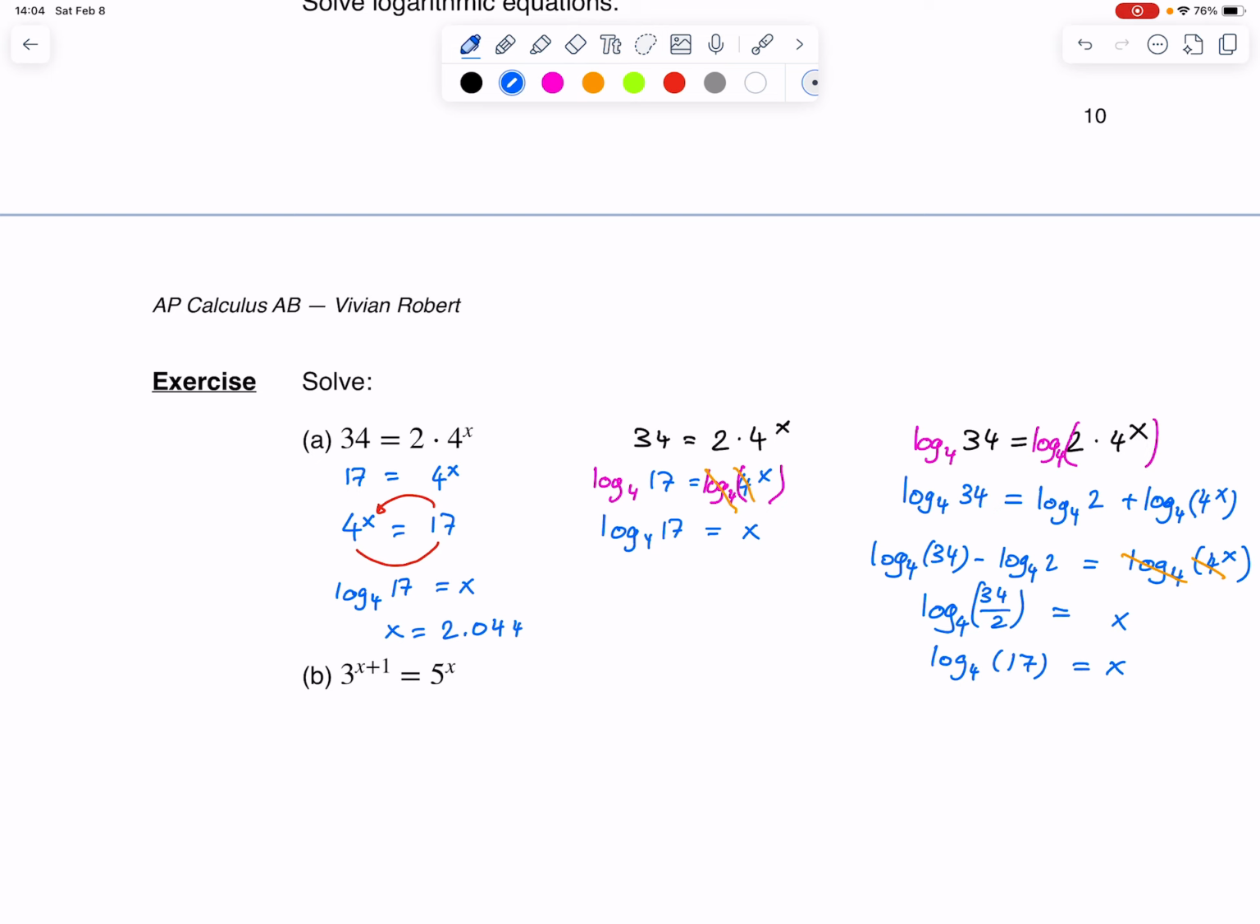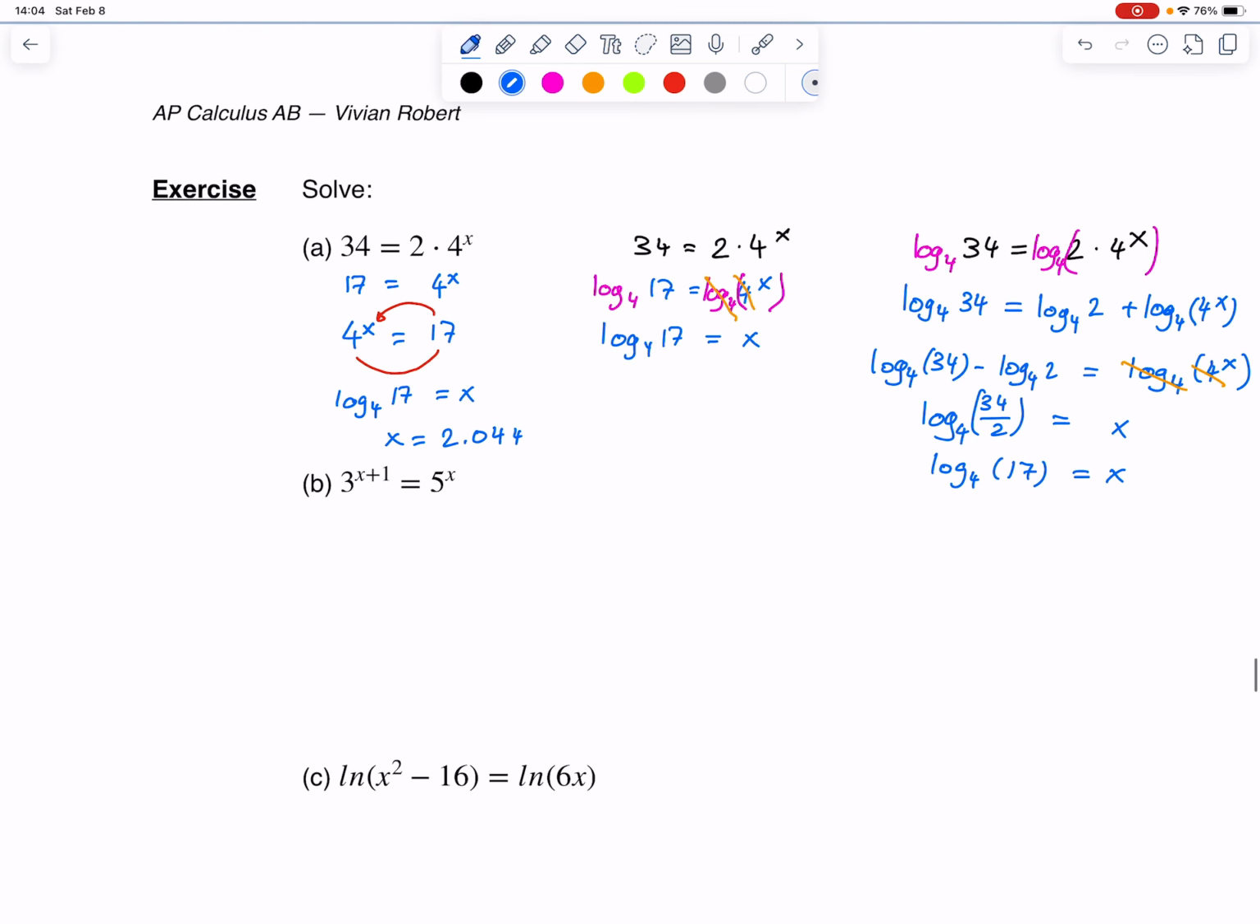The second equation is 3 to the x plus 1 equals 5 power x. I will show you first using logs. So what do we want to do? Maybe choose log in base 3, or log in base 5 is also an option, because we can see we have an exponent with base 3 and an exponent with base 5. Let's try with log in base 3.